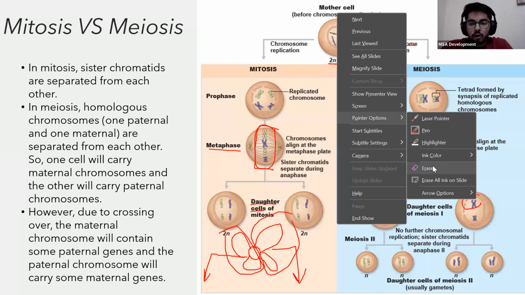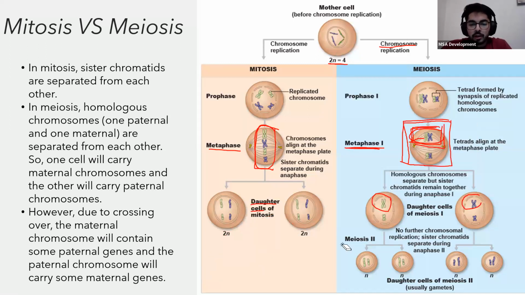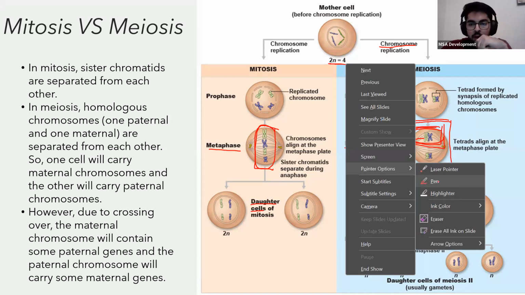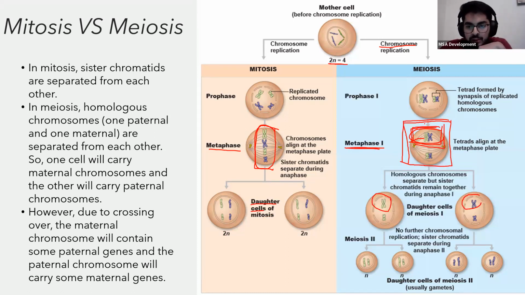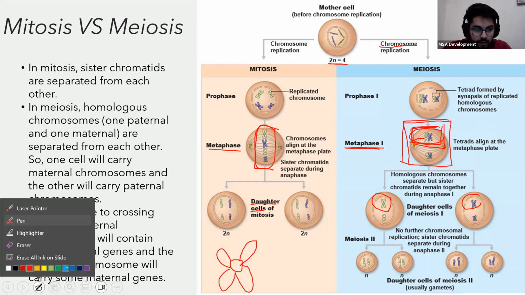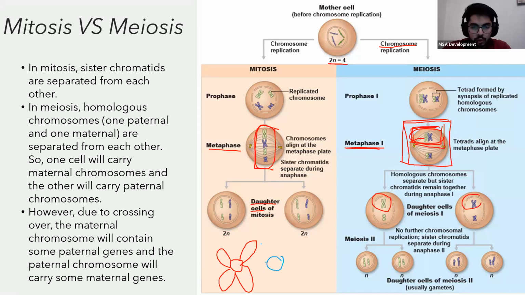Now, however, there is a twist. The chromosome is not totally paternal or totally maternal, because while the chromosomes are aligned in the middle during metaphase 1, waiting for the cell to divide, they're going to have a small talk, okay? Let's assume this is a maternal chromosome, and let's get another color here for the paternal chromosome, okay? This is a paternal chromosome.